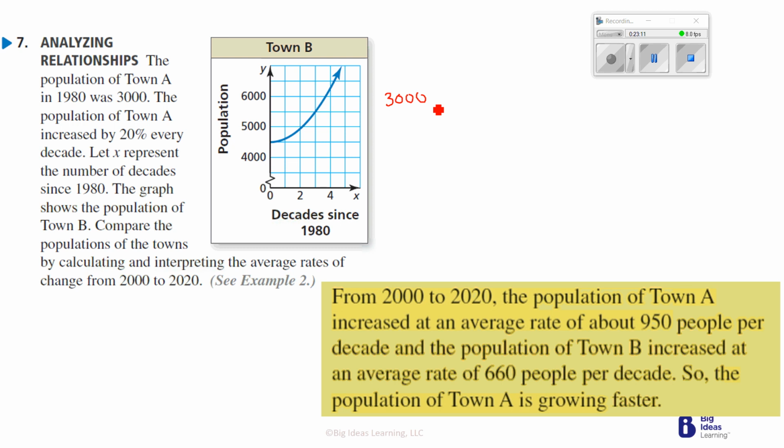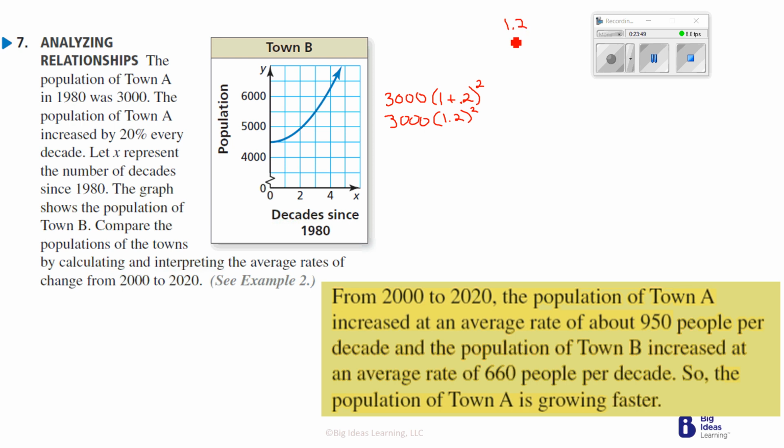And we'd have to take 3,000 and multiply it by 1 plus 20%, which would be 0.2, right? And then for every decade, how many decades went by before it was 2,000? 2 decades, so that would be 2. So that gives me 3,000 times 1.2 times 2.